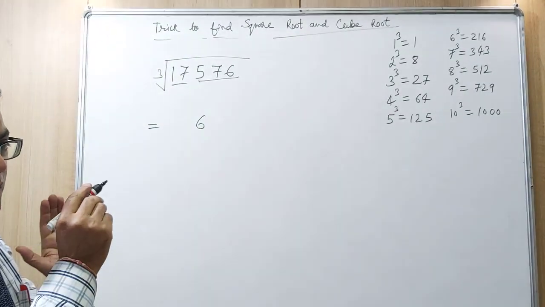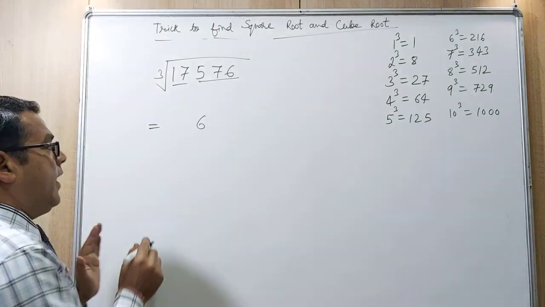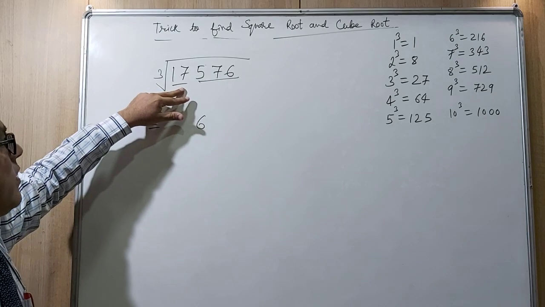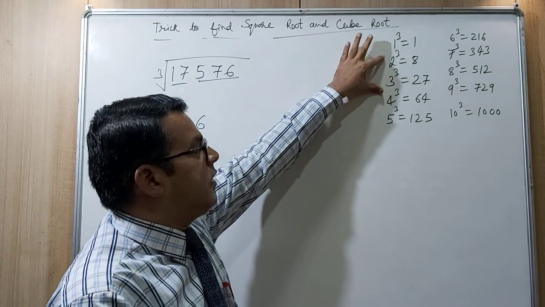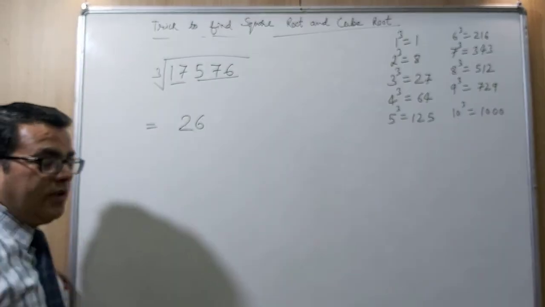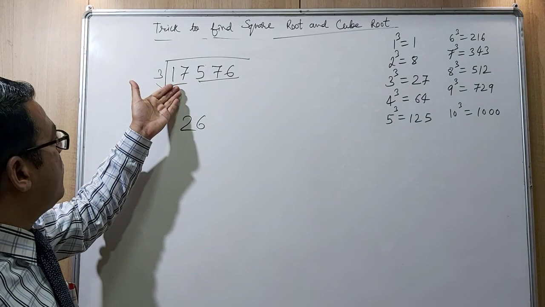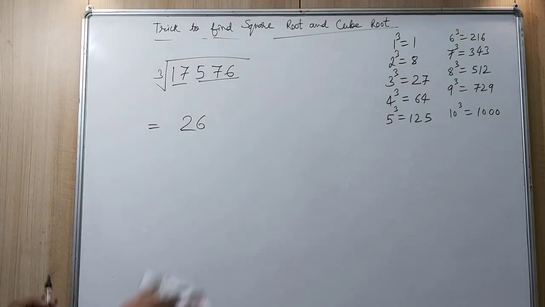So we have already found that we have 6 at the unit place. Now how can we decide what will be in the first place? 17, where does 17 lie? Between the cube of 2 and 3. So we write 2 here, since we have to take the lesser value. So 26. It means the cube root of 17,576 is 26. Hope you understand, guys.